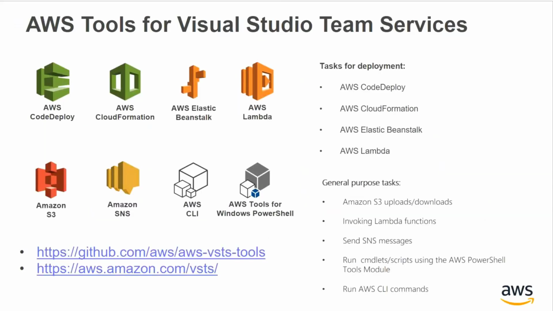Another alternative for .NET users is we have the AWS Tools for Visual Studio Team Services. This is a collection of tasks that you can add to your VSTS pipeline or Team Foundation Server to do a lot of the similar things that we saw in our code services as well.